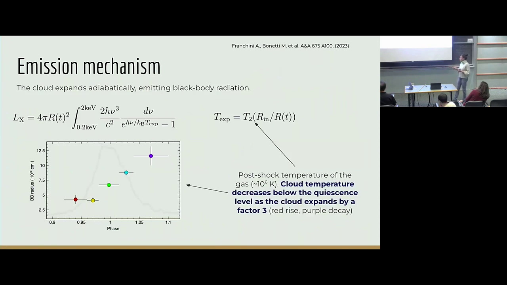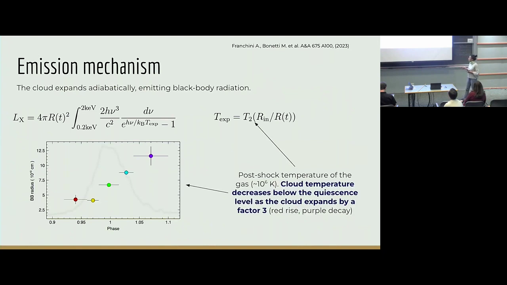So we calculate the luminosity of the cloud, assuming that its size changes with time, and this gives us the sudden rise and the slow decay with time of the flare. And then we just assume a black body emission, and this temperature is related, of course, to the post-shock temperature of the gas, which is of the order of 10 to the 6 Kelvin, so in the soft X-ray. And then, as I said, the cloud temperature decreases as the cloud expands, and so the QPE ceases to exist.